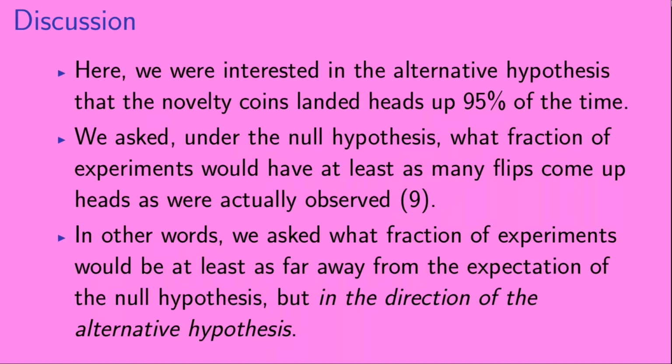Here, we were interested in the alternative hypothesis that the novelty coins landed heads up 95% of the time. We asked, under the null hypothesis, what fraction of experiments would have had at least as many flips come up heads as were actually observed, which was 9. In other words, we asked what fraction of experiments would be at least as far away from the expectation of the null hypothesis, but in the direction of the alternative hypothesis.